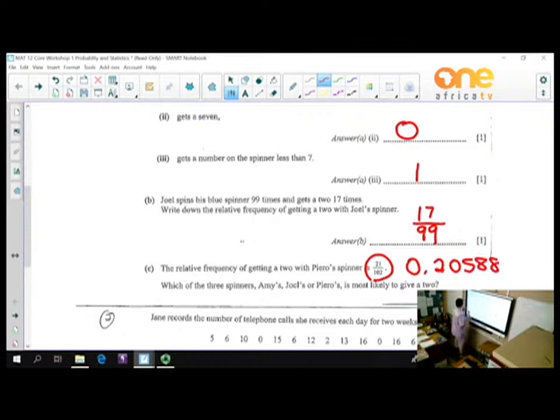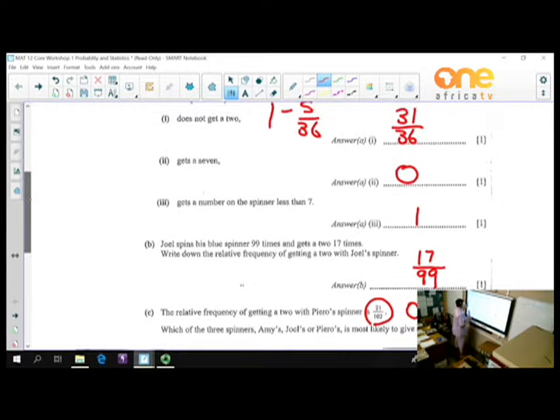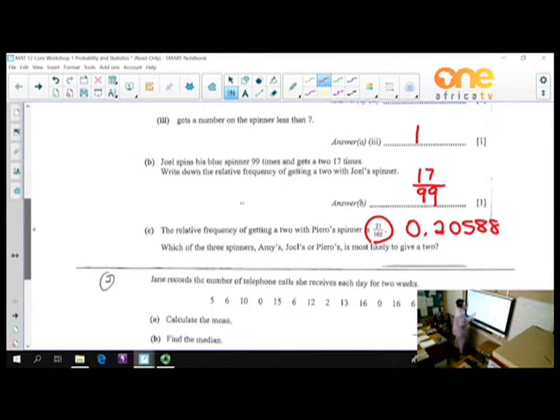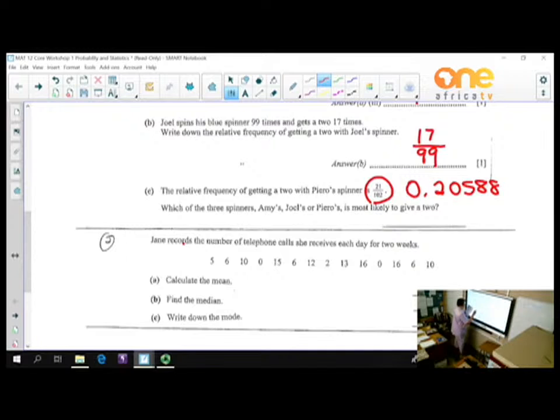Joules, that was then the, or Amy's first was the 31 out of 36. That one, Amy, was 0.13888. And Joules, the 17 out of the 99, is 0.1717. It's recurring. So which one is giving the most likely one? And this is Peru. This one is the highest probability there.